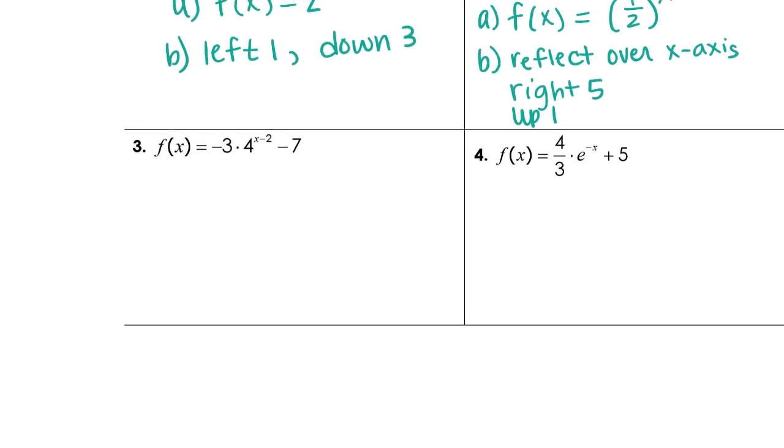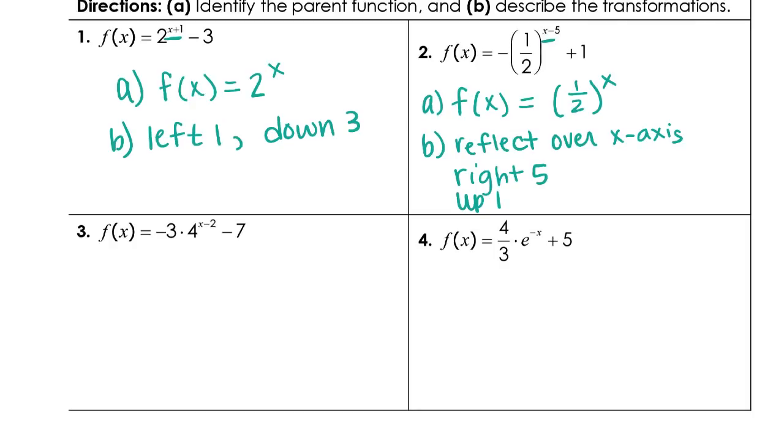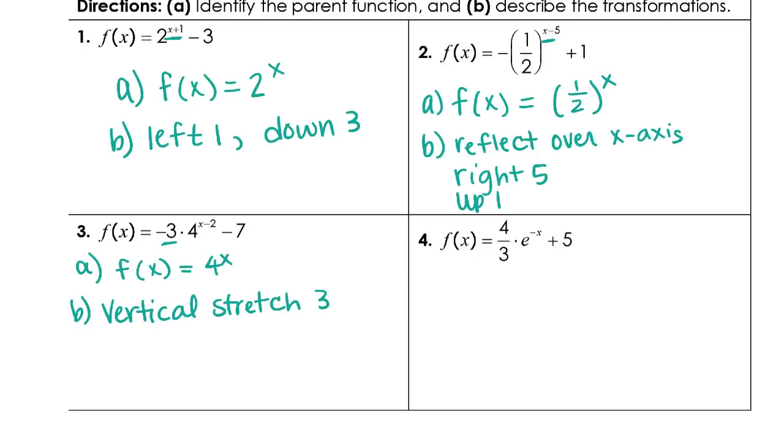All right, so looking at number 3, very similar to the same thing. Number 3, again, let's pick out that parent function. And so our parent function here, f of x equals 4 raised to the x power. And then the b part, talking about all of our different transformations. Notice here for number 3, we've got a vertical, we're on the outside here, so a vertical stretch. And since it is vertical, it's going to do exactly what it says, vertical stretch of 3. We are going to reflect over the x-axis because of the negative. We are also going to move right 2, and then down 7.